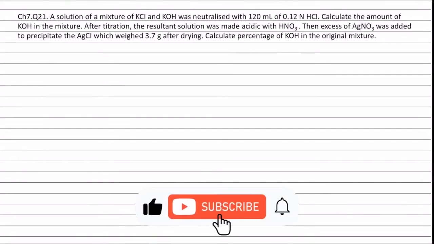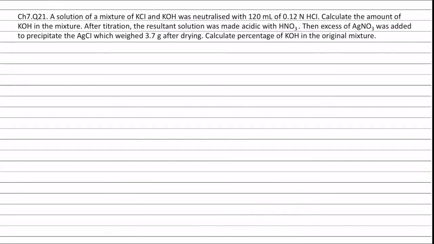Question 21. A solution of a mixture of KCl and KOH was neutralized with 120 milliliters of 0.12 N HCl. Calculate the amount of KOH in the mixture. After titration, the resultant solution was made acidic with HNO3. Then excess of AgNO3 was added to precipitate the AgCl, which weighed 3.7 gram after drying. Calculate percentage of KOH in the original mixture.